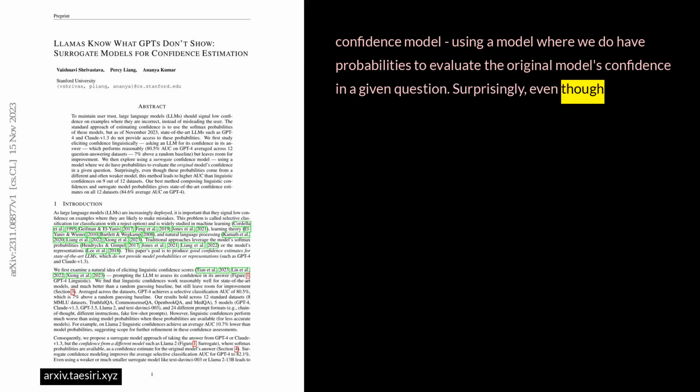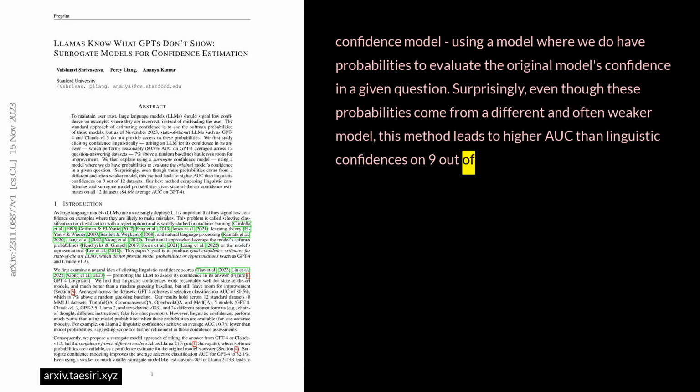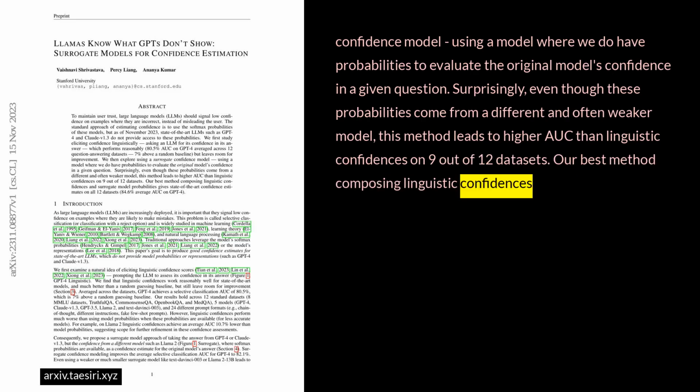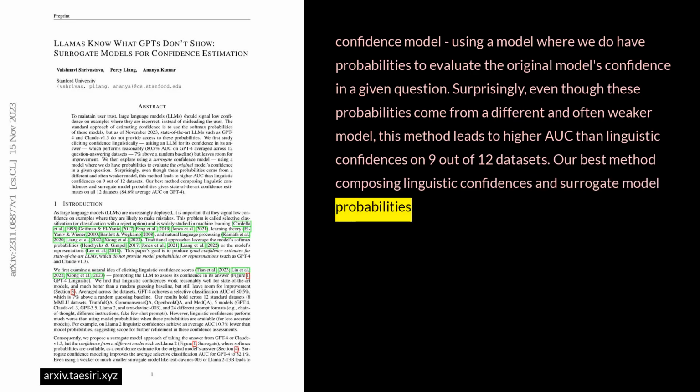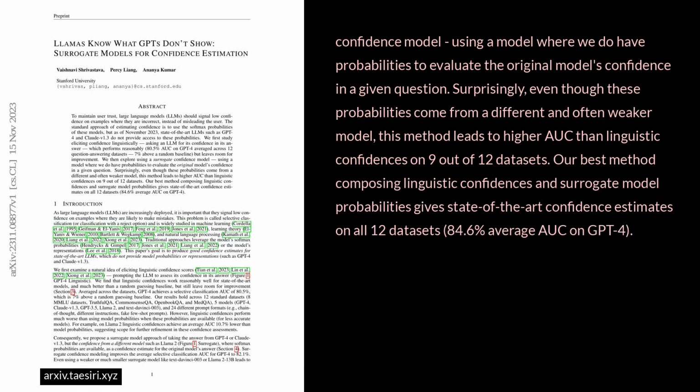Surprisingly, even though these probabilities come from a different and often weaker model, this method leads to higher AUC than linguistic confidences on 9 out of 12 datasets. Our best method, composing linguistic confidences and surrogate model probabilities, gives state-of-the-art confidence estimates on all 12 datasets: 84.6% average AUC on GPT-4.